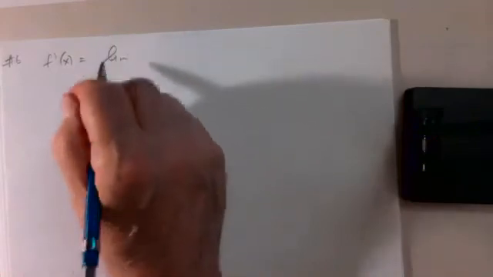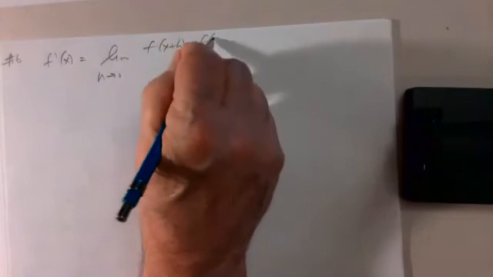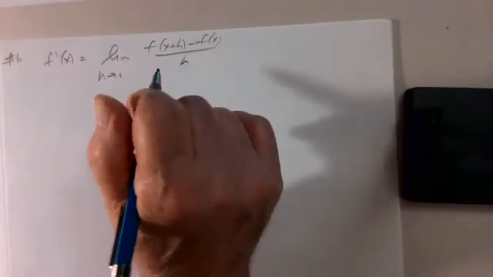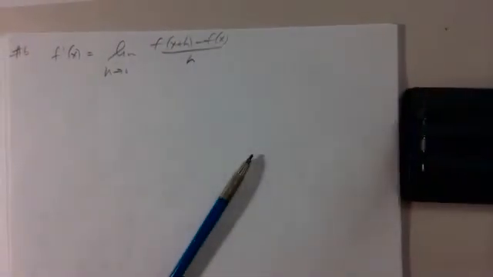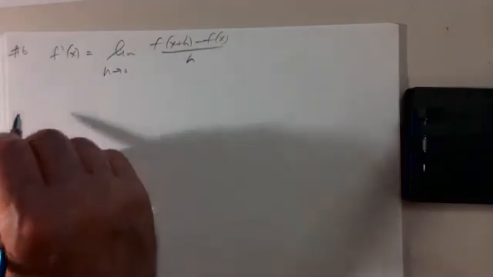Let's look at number 6. Number 6 is to use the definition of the derivative, which I wrote down for you, the limit as h goes to 0, f of x plus h minus f of x over h. And use the definition of the derivative to compute the derivative of x squared minus x. So everyone knows the answer. The derivative is 2x minus 1. But that's not the question. The question is to use this definition.